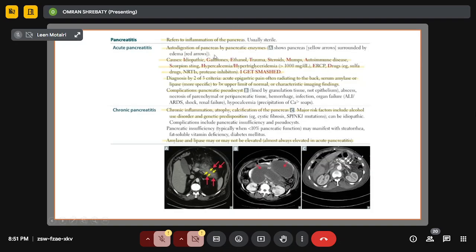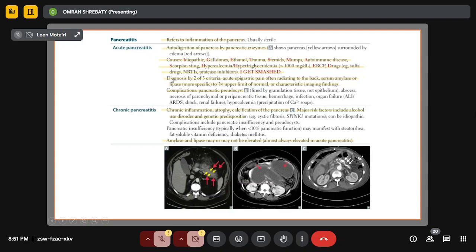The causes, there is a mnemonic called I GET SMASHED, which means it could be idiopathic, gallstones, ethanol, which means alcohol, trauma, steroids, mumps infection, autoimmune, scorpion, hypercalcemia, and hypercholesterolemia, ERCP, which is a diagnostic and a therapeutic way to treat if we are having any stones, but it could also lead to inflammation of the pancreas, and some drugs, no need to go into this depth. Mainly we should know the gallstones and alcohol. Always they are going to ask us about gallstones and ethanol, alcohol.